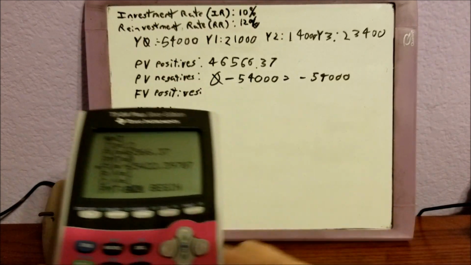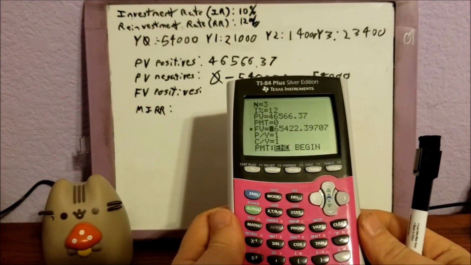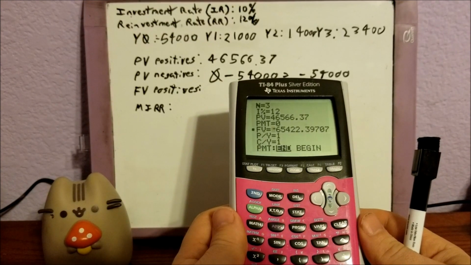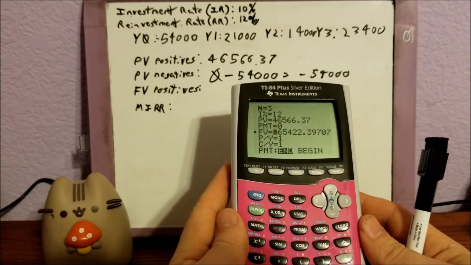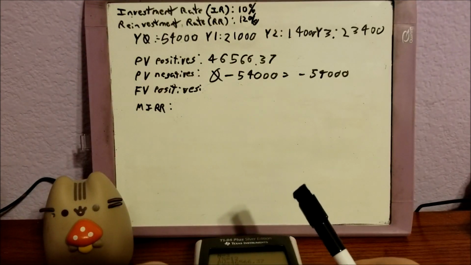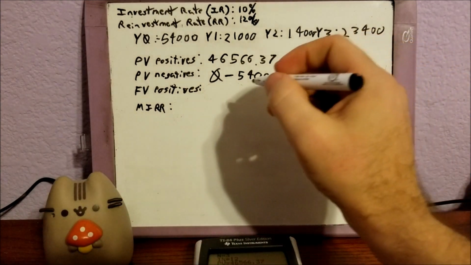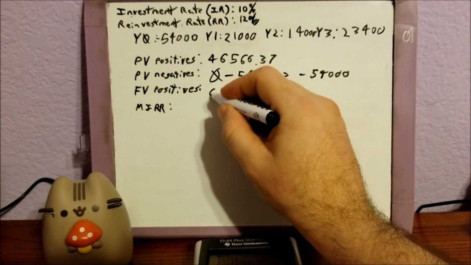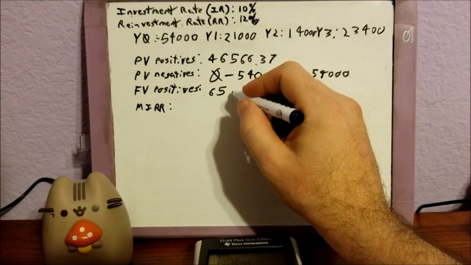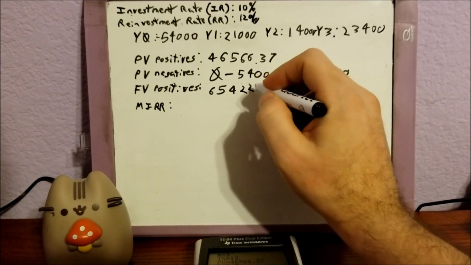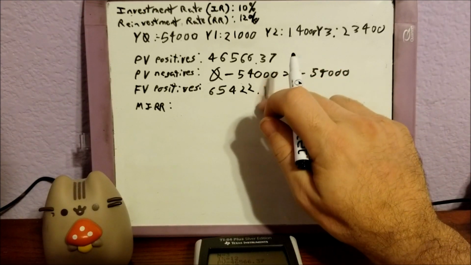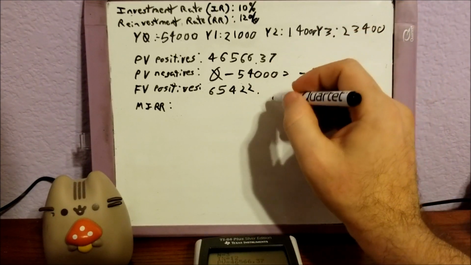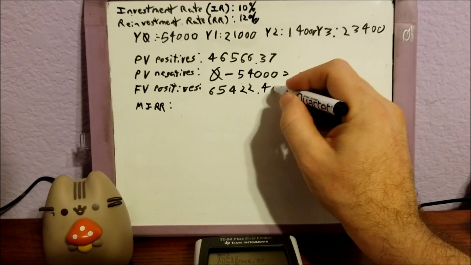And that gives us negative 65,422.40. So let's write that down. So we have 65,422. I was even thinking 40, and I still wrote down the 3. 0.40.